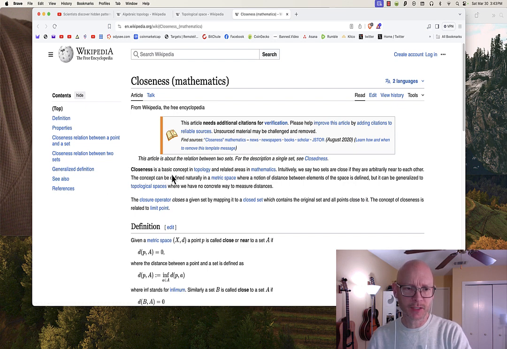Closeness is a basic concept of topology and related areas of mathematics. Intuitively, we say two sets are close if they are arbitrarily near to each other. The concept can be defined naturally in metric space, where a notion, which I love that word notion, this is one of my favorite words that I apply to remote viewing, a notion of distance between elements of the space is defined, but it can be generalized to topological spaces where we have no concrete way to measure distance. Remote viewing is the same thing.